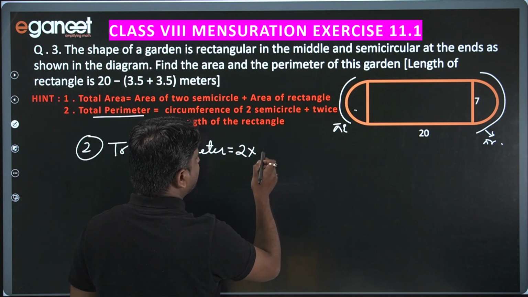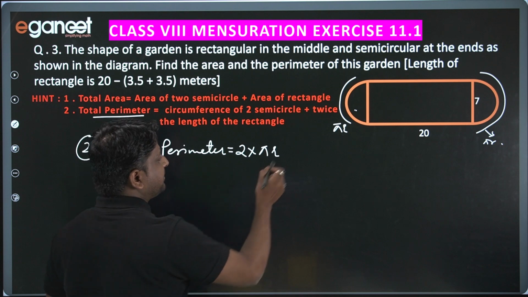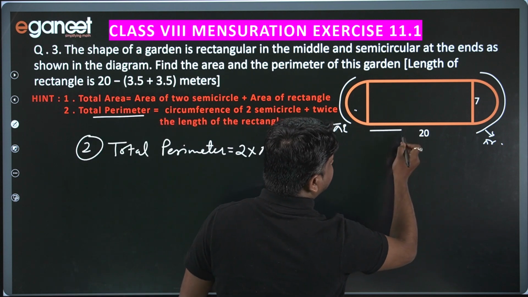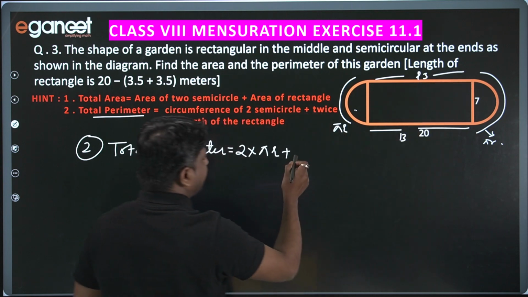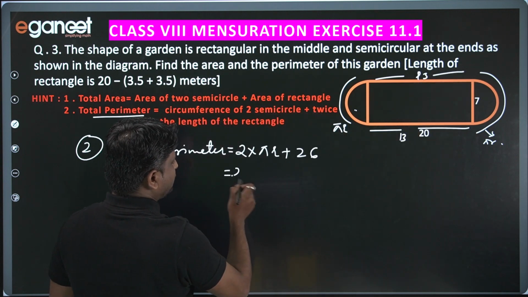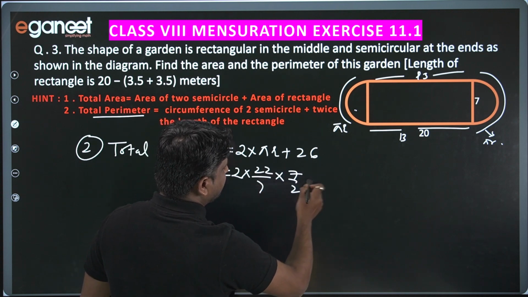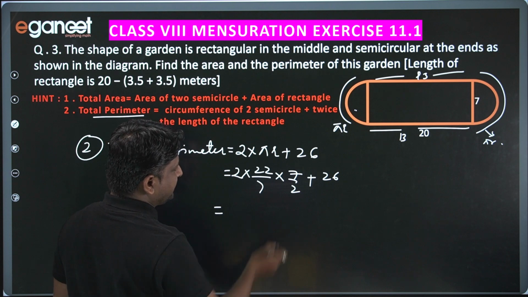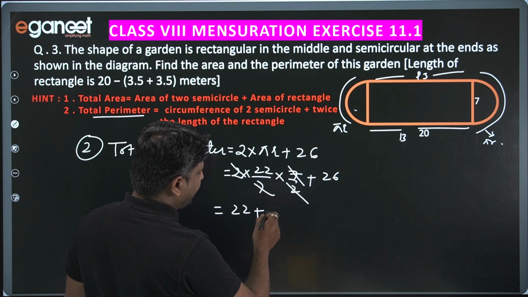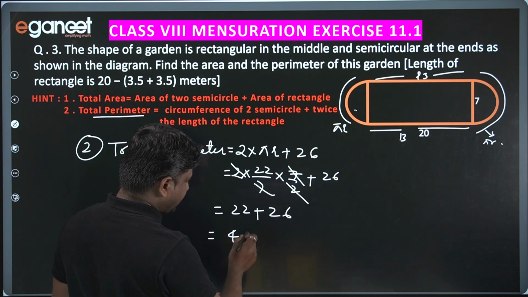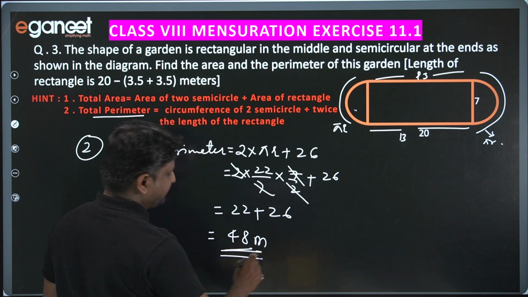So it will be 2 times pi r, or the circumference of the complete circle, plus this is 13 as we have seen, and this is also 13. So 13 plus 13 will be 26. 2 into 22 by 7 into radius 7 by 2 here, plus 26, right? So here 2 gets cancelled, 7 gets cancelled, and you have 22 plus 26, which is equal to 48. This is perimeter, so it will be only in meters, right students?